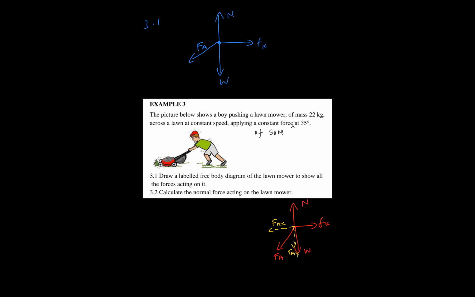Hence, normal force, you can see, is defined by weight plus FAY. This is mg plus F applied sine of theta. So what is m? It's 22, 9,8. What is FA? FA is 50. Sine of 35.